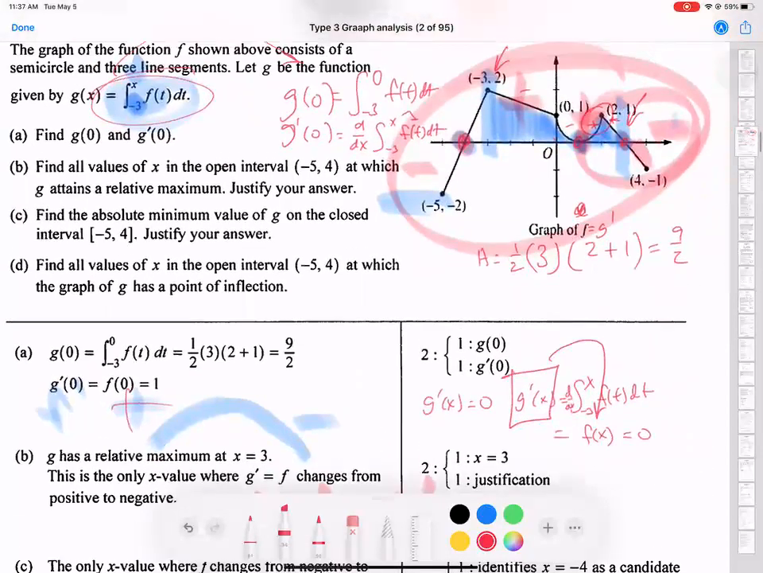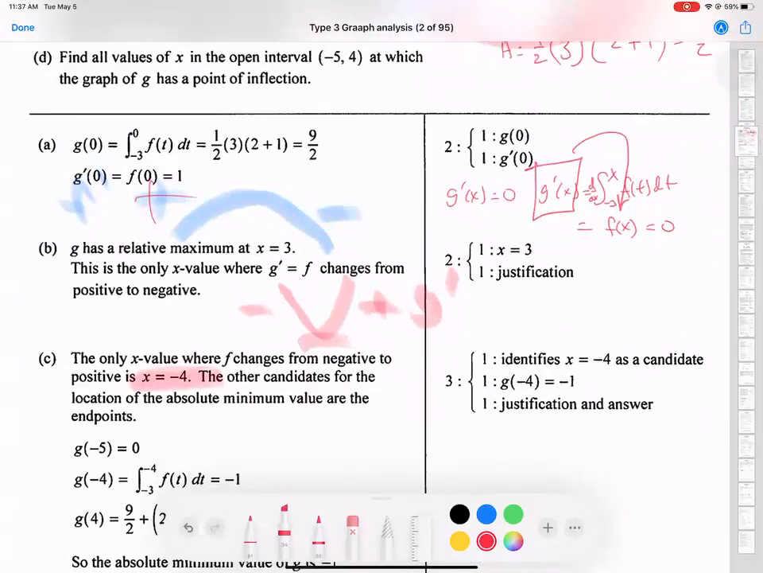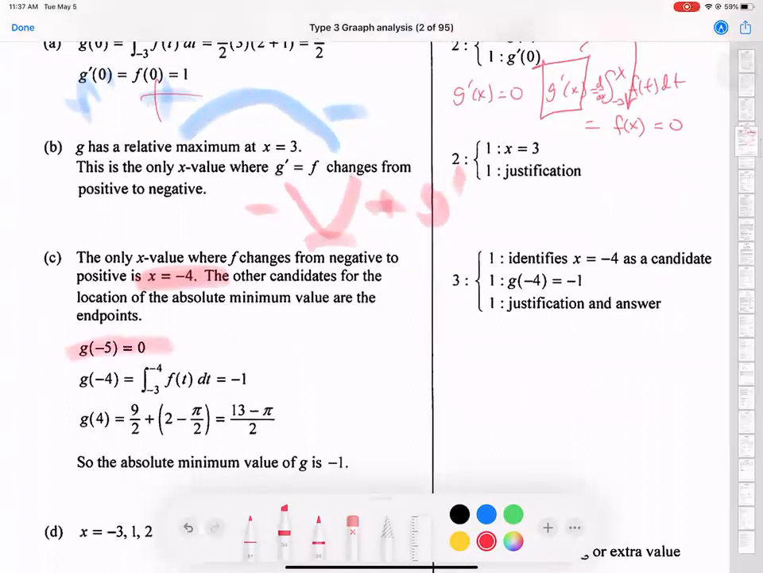At what point in this graph do we have a change from negative to positive? We have a negative to positive right here at -4. So let's see. If it's -4, see, they missed a -4 here. So there's no other candidates. So we want to check the endpoints. They go ahead, just to finish this off, and check the endpoint at -5, and check the endpoint at 4.